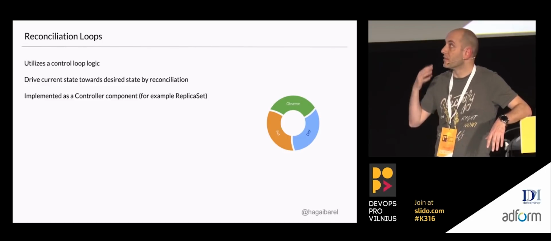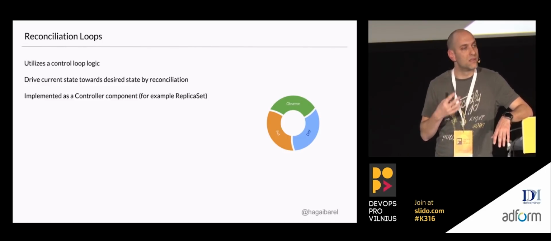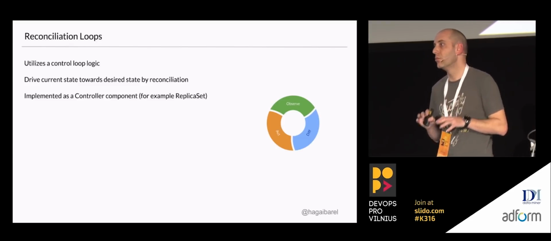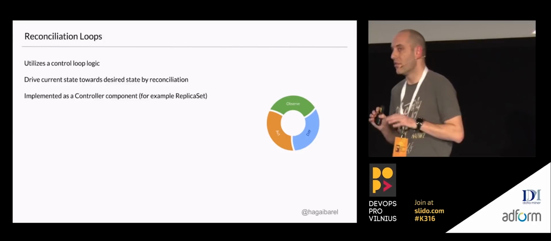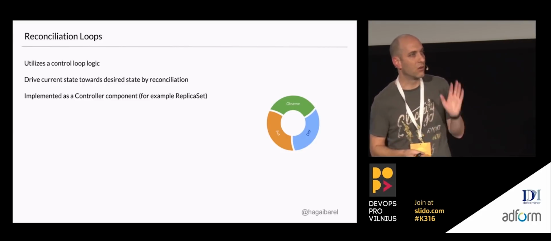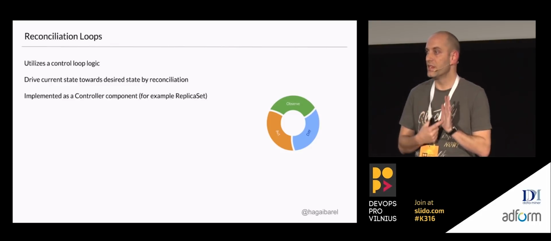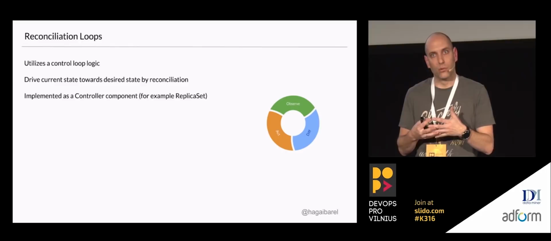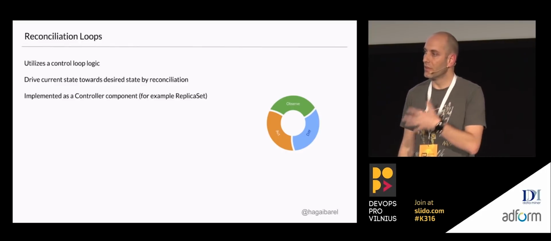All right. So the idea of a reconciliation loop is a really powerful concept because it abstracts away all that manual work we have to do. I don't have to do docker run, docker run, docker run, docker run. I just want to tell Kubernetes, all right, give me 5 replicas of this. It will just do it because it tries to, again, reconcile the desired state with the current state of the system.